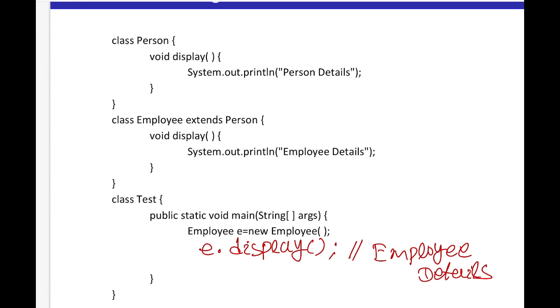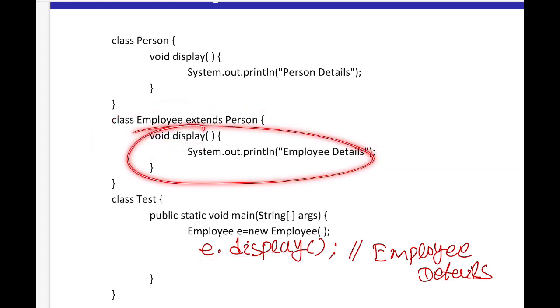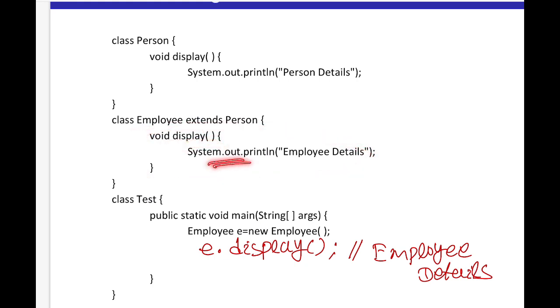It is similar to the previous concept that we have discussed just now. If we write e.display, then the display method is searched in the employee class and it finds that the display method is here, and it is going to execute system.out.println employee details. So the employee details is going to be displayed on the screen.